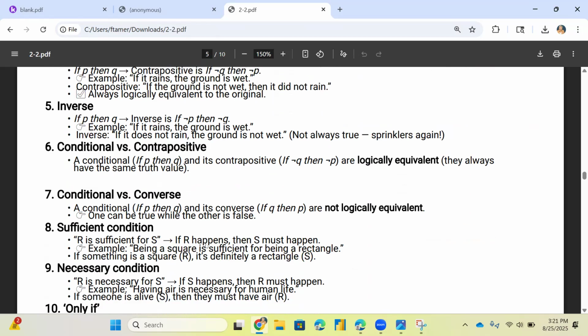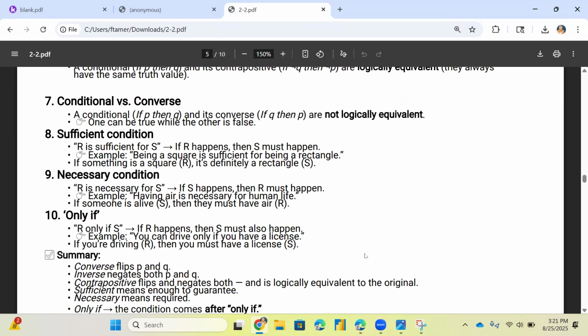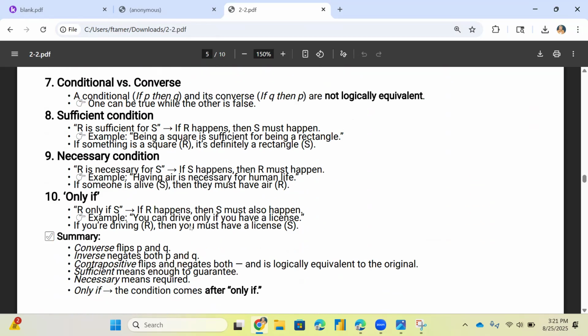Sufficient condition, we already talked about this. Being a square is sufficient for being a rectangle. If something is square, it is definitely a rectangle. For the necessary condition, having air is necessary for human life. If someone is alive, then they must have air. Only if you can drive, only if you have a license. If you are driving, then you must have a license.